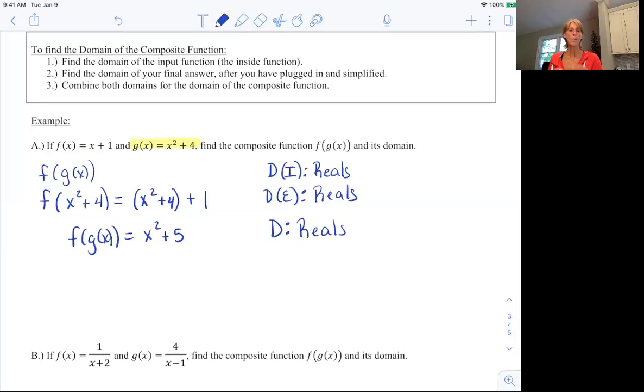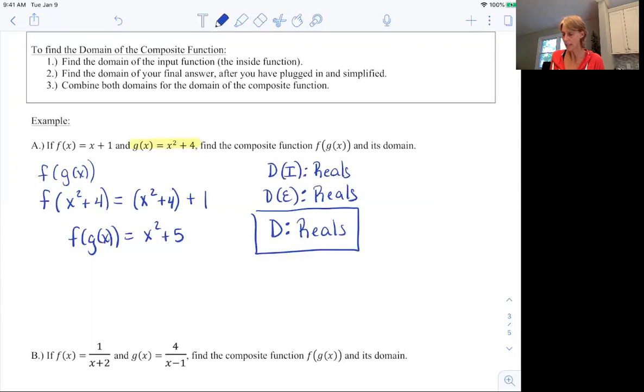Now, when each of your functions, f of x and g of x, or whatever we're going to call them, when the domain of the original functions are all reals, your end result will always be all reals. So, just be aware of that.